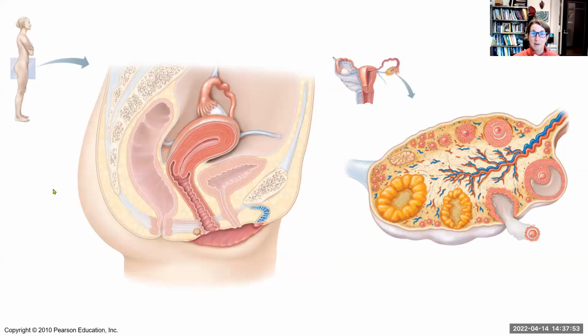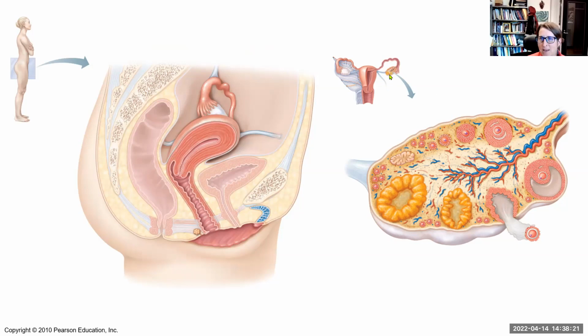Let's talk about the feedback loops for oogenesis. Here we have the female reproductive system, where we have the ovaries, which are going to produce the egg, also known as the ovum. An immature ovum is also known as an oocyte. It's not pronounced oocyte, it's pronounced oocyte. I guess you can say oocyte if you want to.